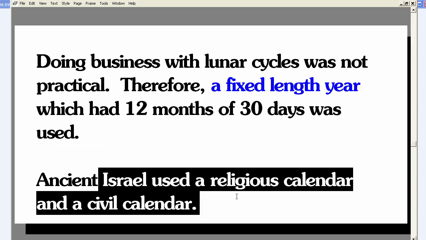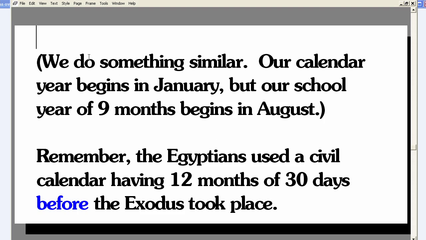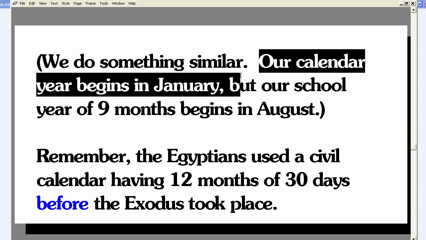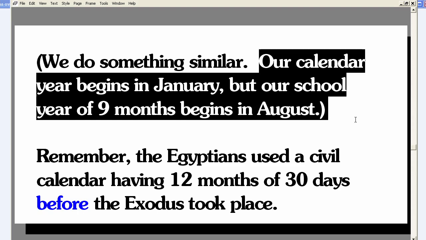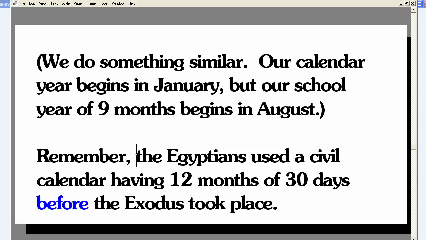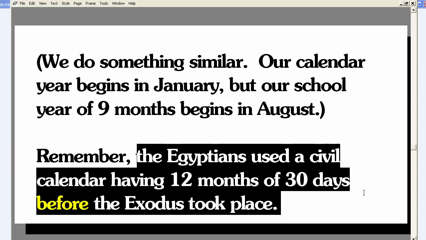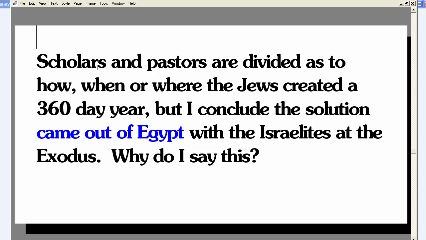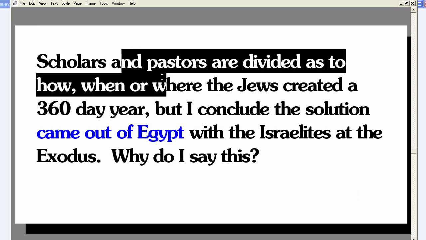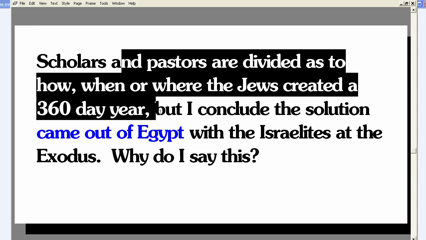Ancient Israel used a religious calendar and a civil calendar. We do something similar today. For example, our calendar year begins in January 1, but our school year of 9 months begins in August. So we use 2 calendars each year as well. And you need to remember the Egyptians used a civil calendar having 12 months of 30 days before the Exodus took place. Scholars and pastors are divided as to how, when, or where the Jews created a 360-day year.